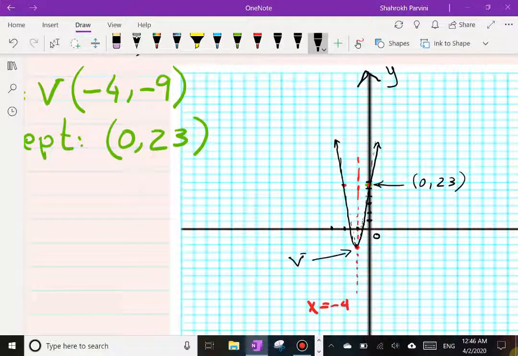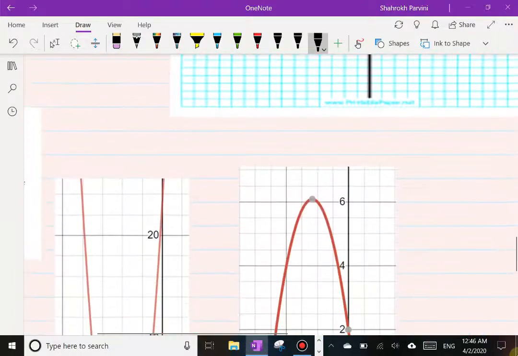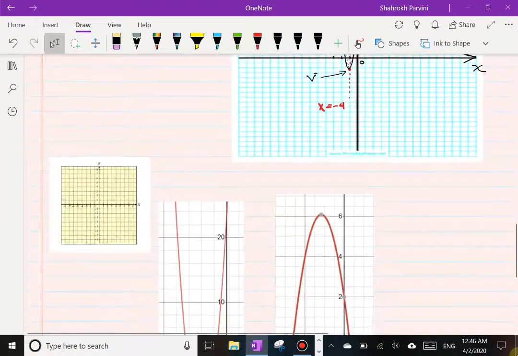And this point we got by reflection. So let's see, it was 4 to the right, reflected over. So this is going to be (-8, 23), right? 4 on either side of the axis of symmetry. And there is the graph of this one. Pretty neat, huh?